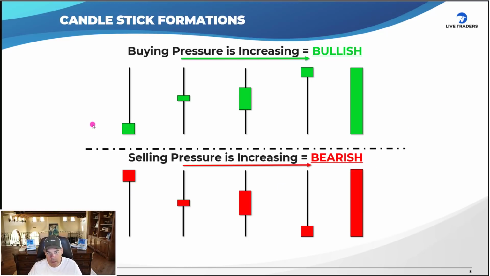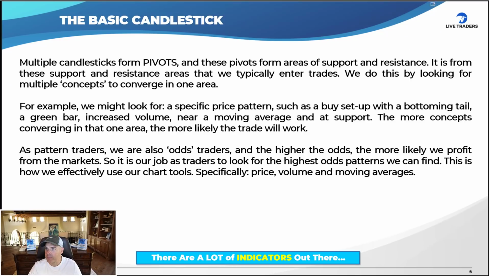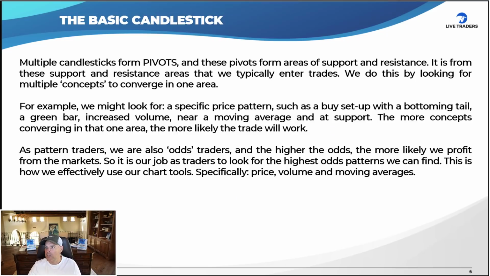Now, I spent a long time on that, but you need to understand how a bar forms. So now, multiple candlesticks, okay? This should not be on the slide. I don't know why it's on there. Okay. So multiple candlesticks form pivots, and these pivots form areas of support and resistance. It is from these support and resistance areas that we typically enter trades. We do this by looking for multiple concepts to converge in one area.